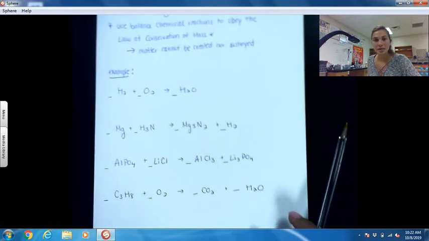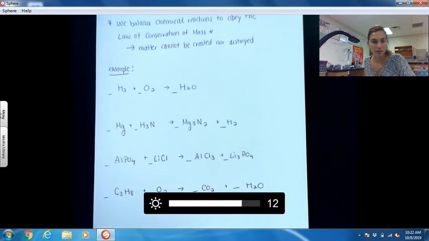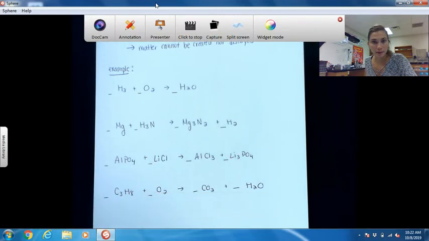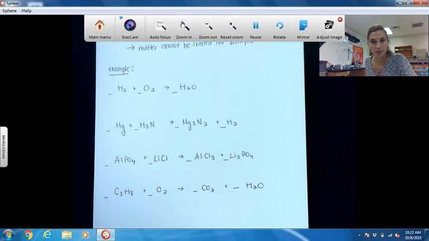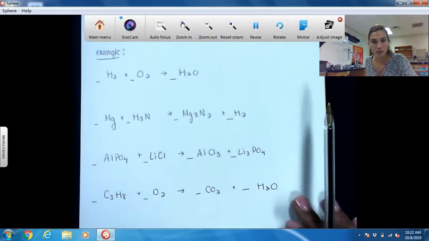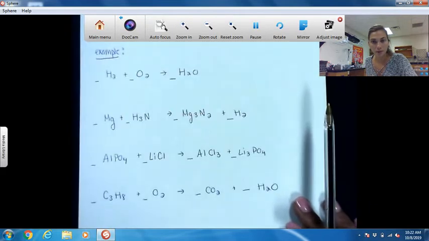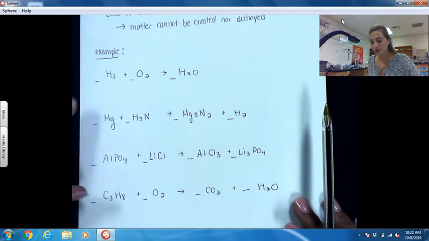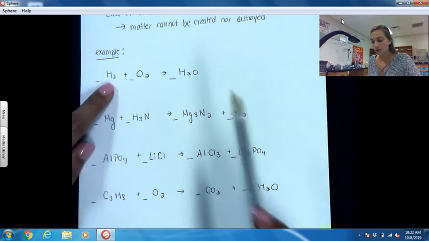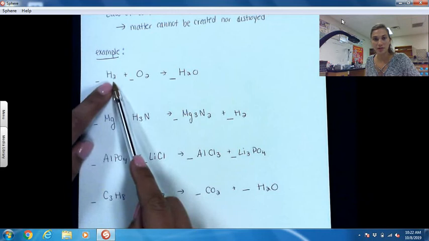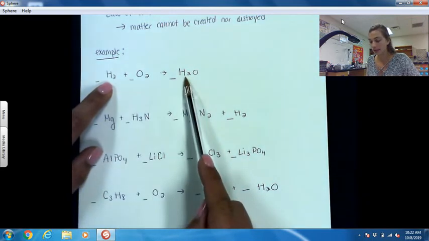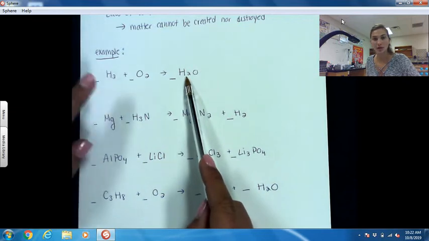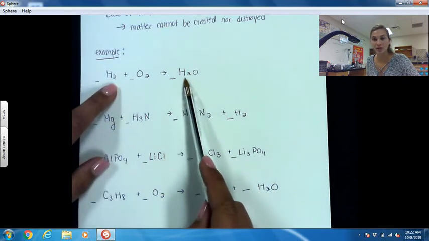So I'm going to zoom in a little bit here just to make sure you can see it all. Okay, that should be good. All right, so on our reactant side, notice how we have 2 hydrogen atoms. And on our product side, we have 2 hydrogen atoms. So hydrogen was not created nor destroyed, but you have the same amount of each atom on both sides.